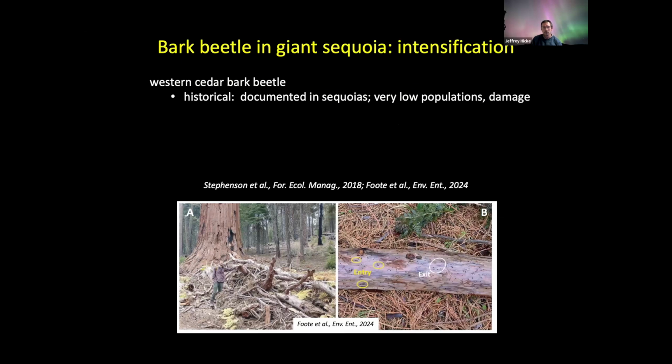The next two examples might be considered emerging threats. One is Western cedar bark beetle, which typically attacks incense cedar in California. It has been documented in giant sequoias, but at very low population levels and as a result, very low damage levels.